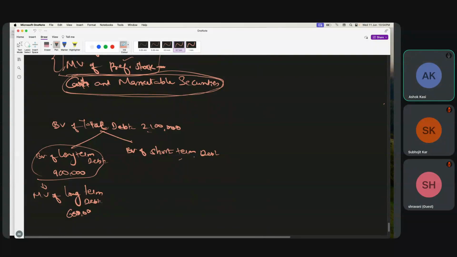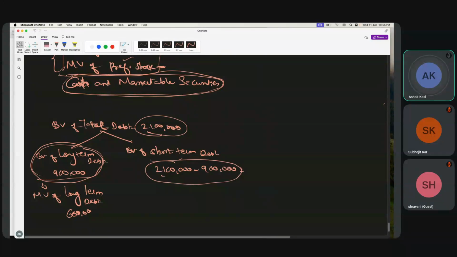So what should be the book value of short-term debt? Book value of long-term debt is 900. Total book value is 2.1. So the remaining should be short-term debt, correct? Is it fine? Yes or no? Understood or not? Okay, so this comes to what? How much? Calculate.